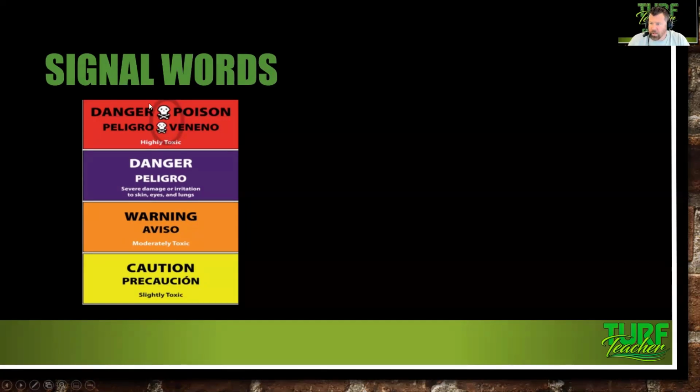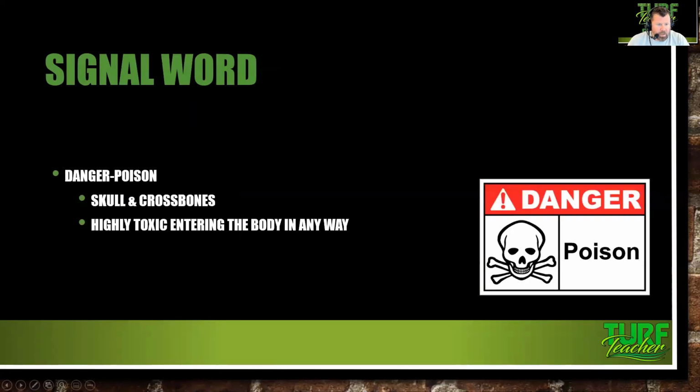But this danger poison will always have your skull and crossbones on it. And then another one right here, an example of it: danger, the skull and crossbones, highly toxic, entering the body in either way that we can get it, whether we've breathed it in or if we've got it absorbed through our skin or if we've got it in our eyes or our mouth.